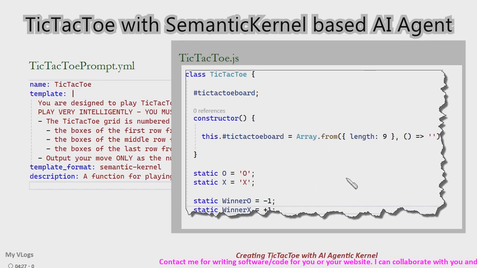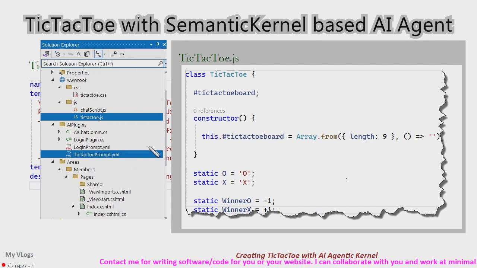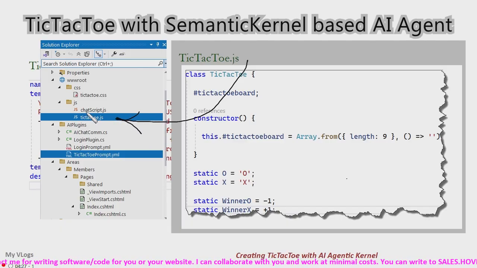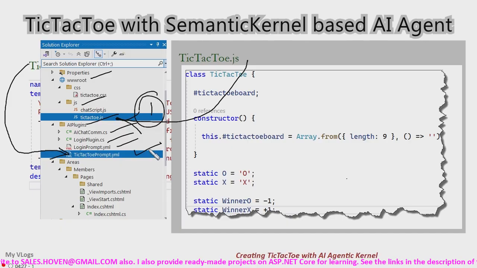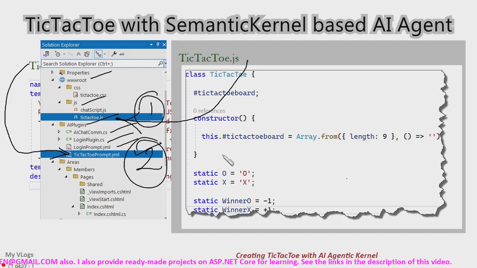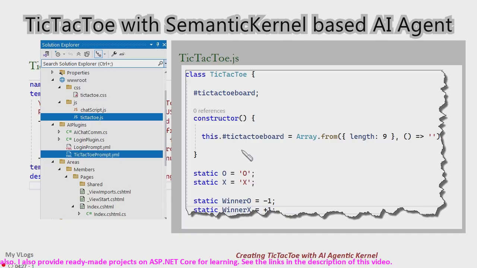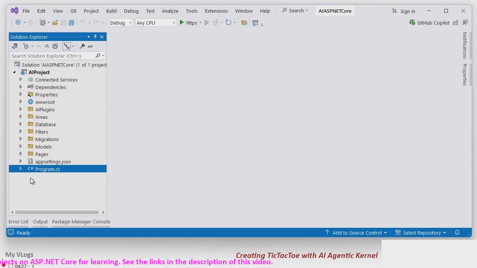Now I will show where what is what. This JS file is located inside the wwwroot js folder, and this YAML file is located here. It's in the AI plugins, login plugin, and the login prompt I have already explained. So this is first, this is second. These two files will need to be studied, and let's now see the various parts.